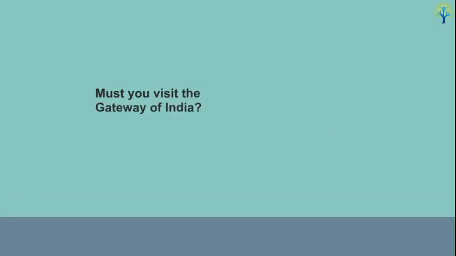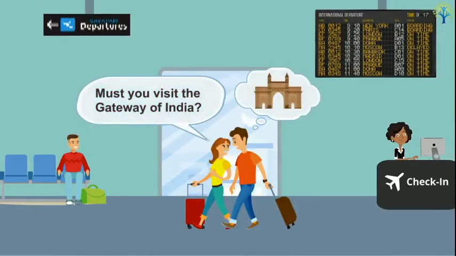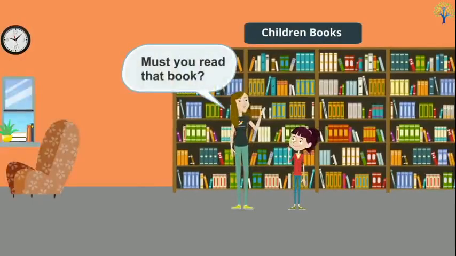To form a question, begin with must. Add the noun or pronoun, and the verb. Add extra information after the verb and end it with a question mark. For example, must you visit the Gateway of India? Or, must you read that book?